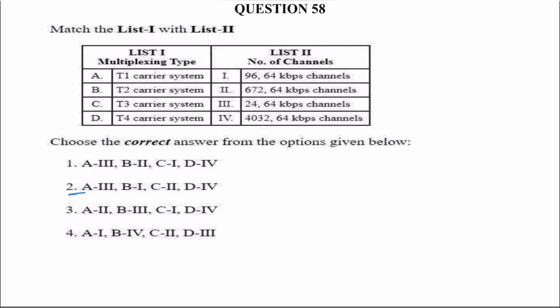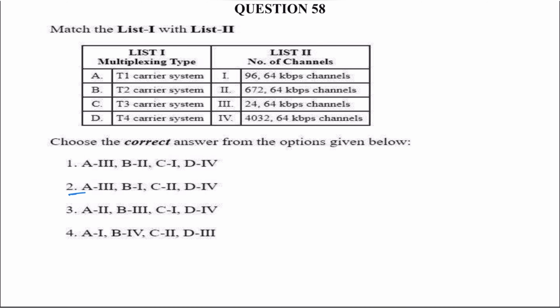So T1 carrier has 24 voice channels, and each voice channel has 64 kbps. T2 carrier has 96 voice channels, and each voice channel has a capacity of 64 kbps. T3 system has 672 voice channels, and each voice channel is 64 kbps. Similarly, T4 has 4032. So the correct option is 2.